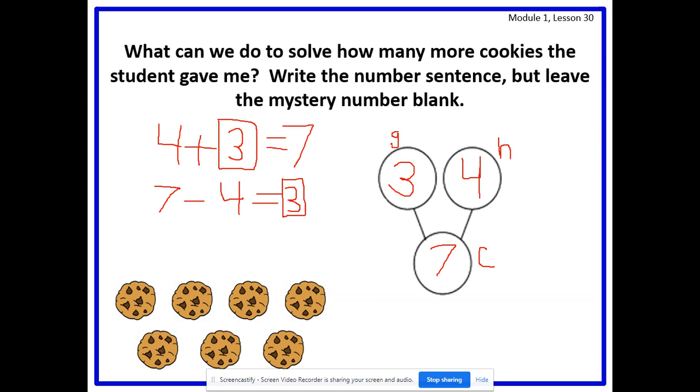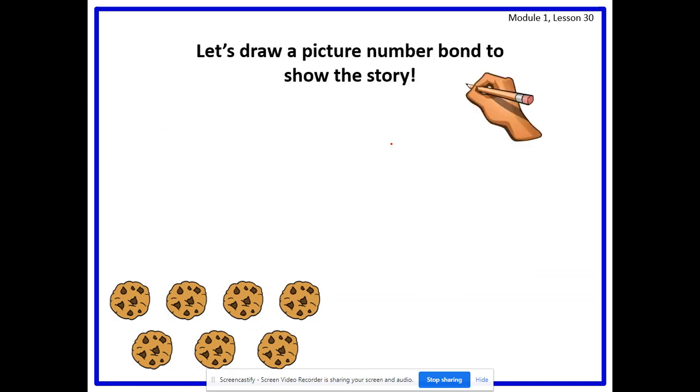Now let's draw a picture number bond to show our story. So again, we start by drawing the total. Remember, let's follow our key points. So we find the whole and we draw and box it. And our whole number, which is our total, is 7. So let's draw with me. Ready? 1, 2, 3, 4, 5, 6, 7.